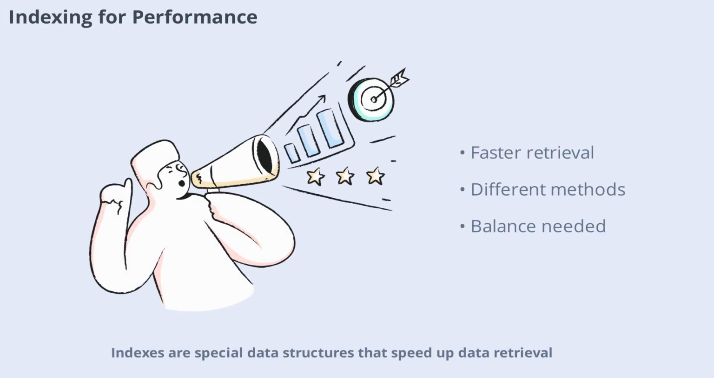Indexes are special data structures that speed up data retrieval. In relational databases, indexes are used to quickly find rows based on column values. NoSQL databases use different indexing methods depending on the data model. NewSQL systems combine traditional and modern indexing techniques. Proper indexing can dramatically improve query performance, but too many indexes can slow down writes.